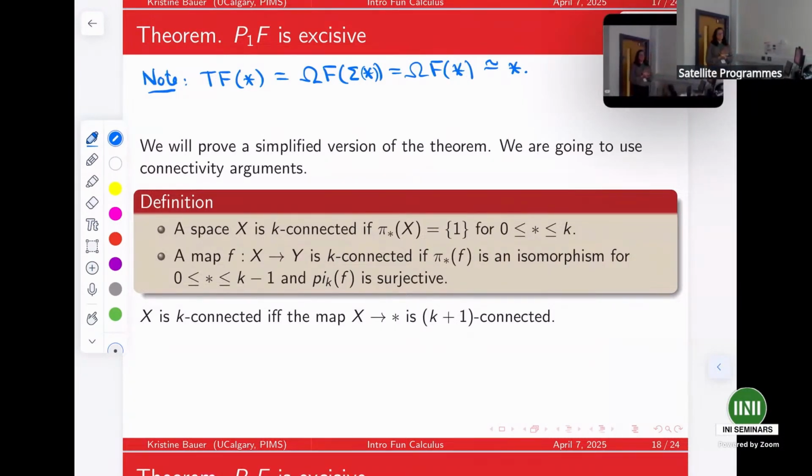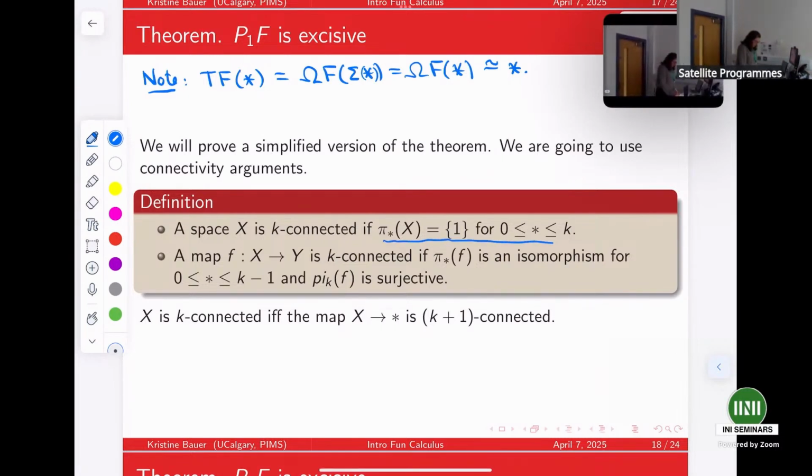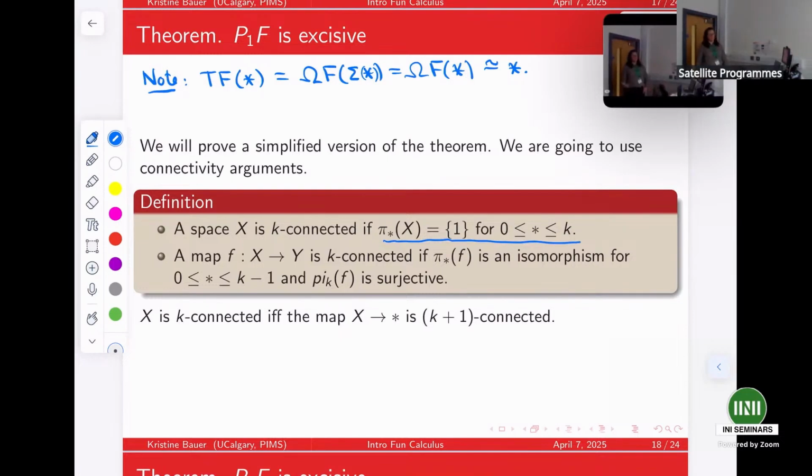And to do this, we're just going to use some notions of connectivity. That's the reason I wanted to work in topological spaces to begin with. So just to remind you, and also because sometimes there is a shift of index, a space X is K connected if its first K plus 1 homotopy groups are trivial. So in other words, this is trivial for all values of star between 0 and k, including saying that there's only one path component.